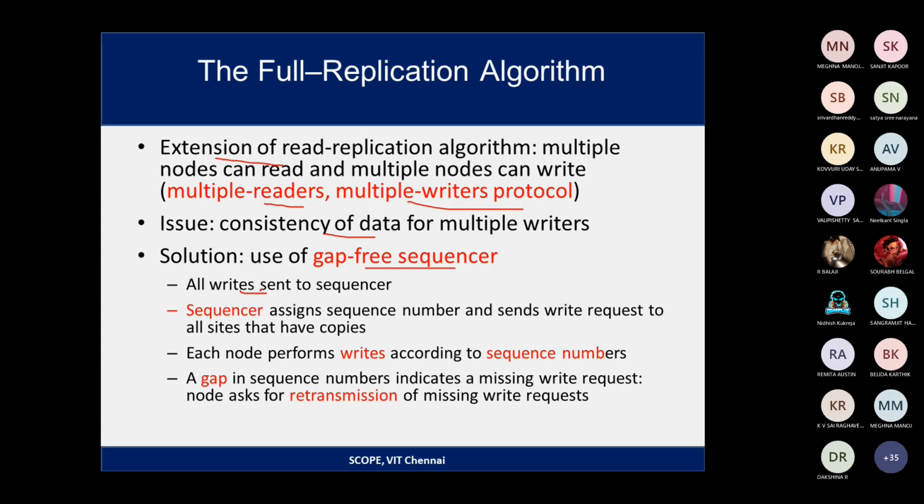Whenever a write operation has to happen, it is sent to the sequencer, and the sequencer assigns the sequence number and sends a write request to all the sites that have copies. Each node will perform the write operation according to the sequence number. If there is a gap in the sequence number, it indicates that a write request has been missed, and then retransmission of the data will happen.